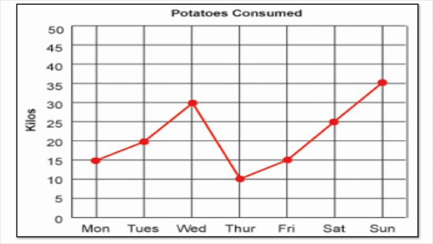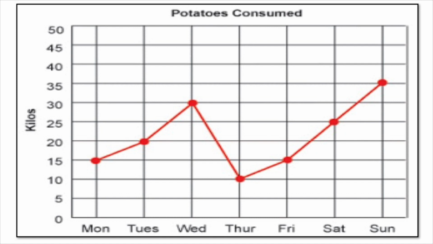30. So does the line go up or down? Goes up again because we've gone from 15 to 20 to 30. Well, how about Thursday? 10. So what way does the line go? It goes down. Because the data goes down, the line goes down. So line graphs are a good way at looking instantly to see how things are.